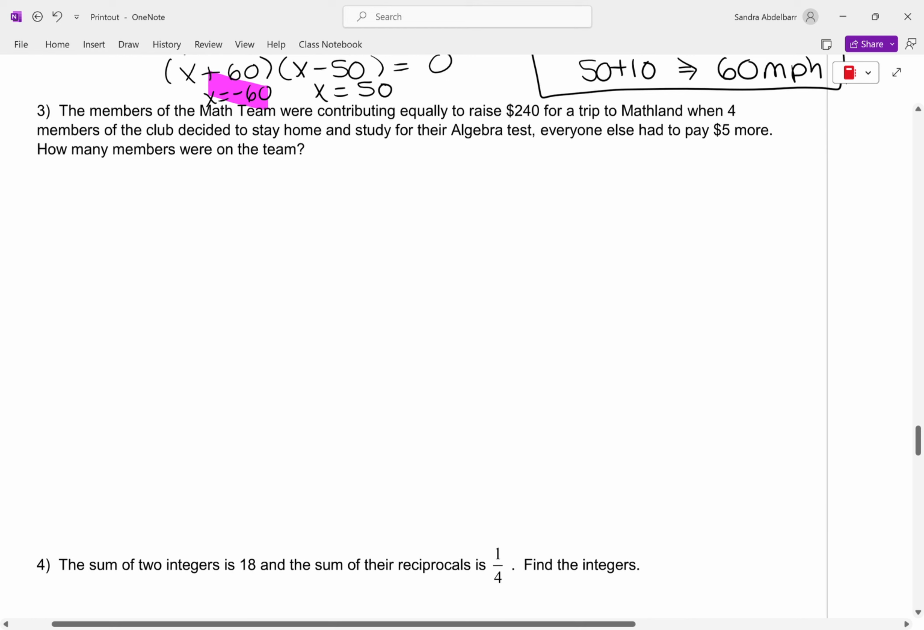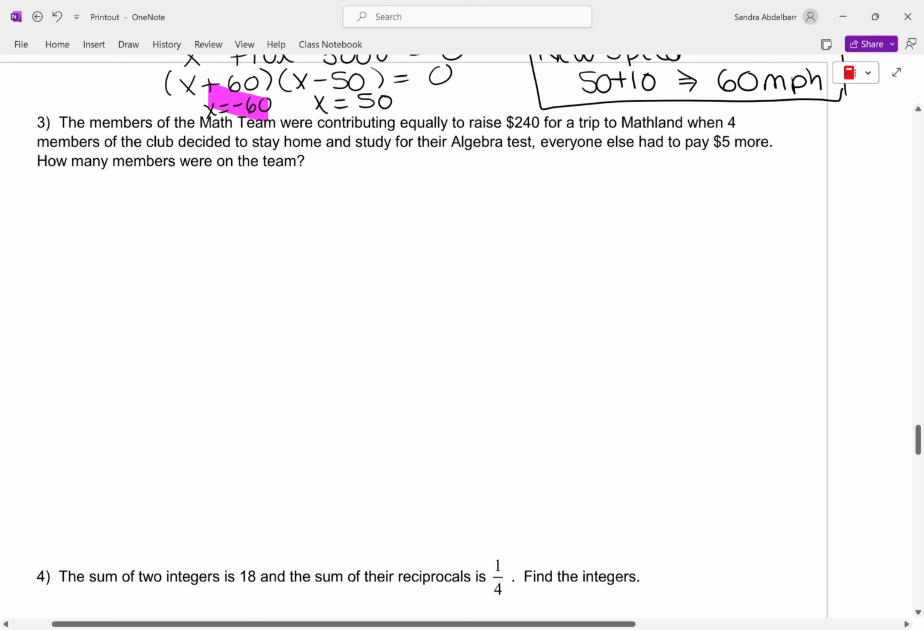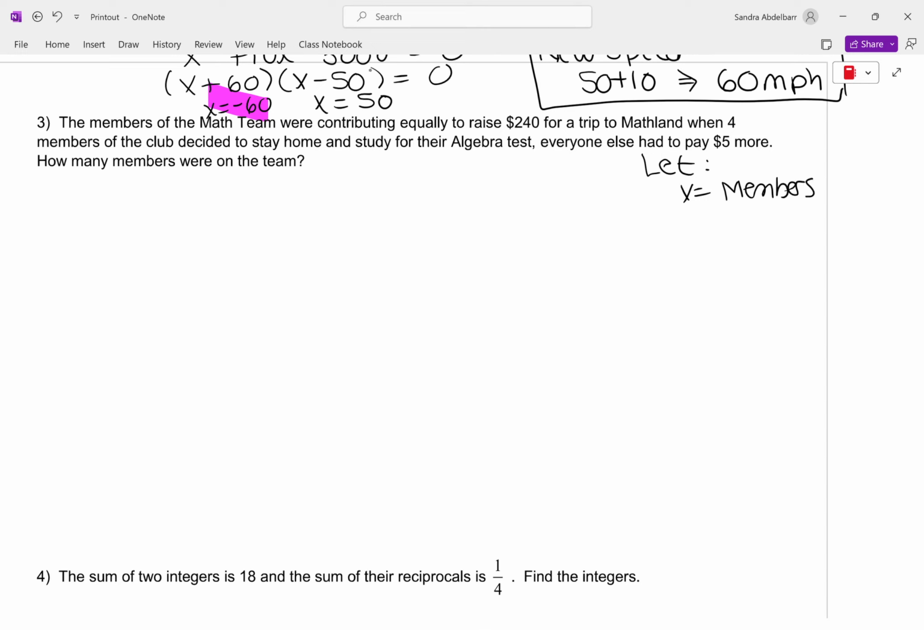All right, number 3. The members of the math team were contributing equally to raise $240 for a trip to Mathland, when 4 members of the club decided to stay home and study for their algebra test. Everyone else had to pay $5 more. How many members were on the team? Okay, so I'm going to let x equal members on the team.